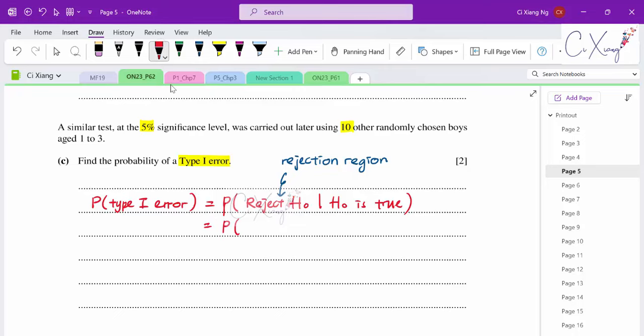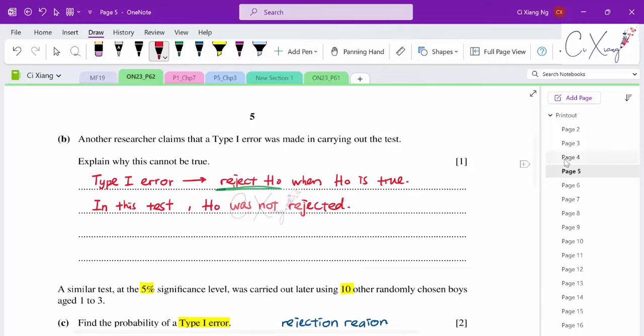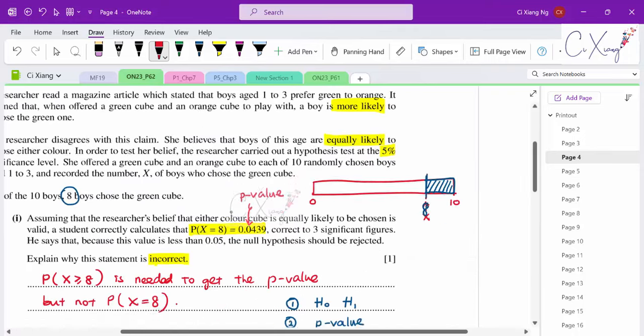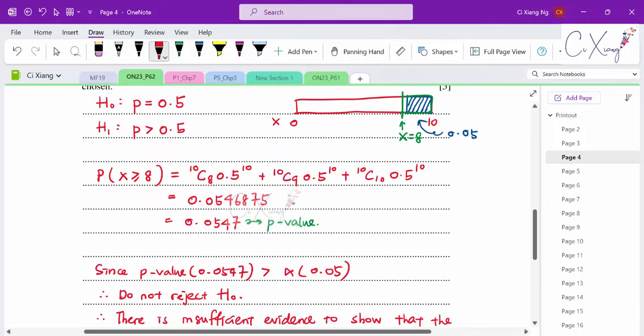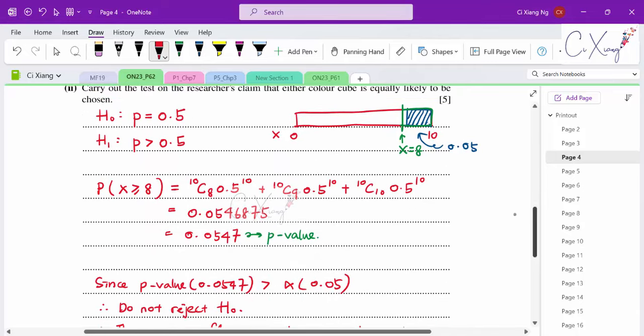So where's the rejection region that we have? Okay, so we have to go back to part A to look for our rejection region from when we carried out the test. You can see that when I carry out the test, if I calculate x greater than or equal to 8, this is my p-value, but I'm aware that x equals 8 itself falls under the acceptance region, right? So x greater than or equal to 8, the whole area is more than 0.05.